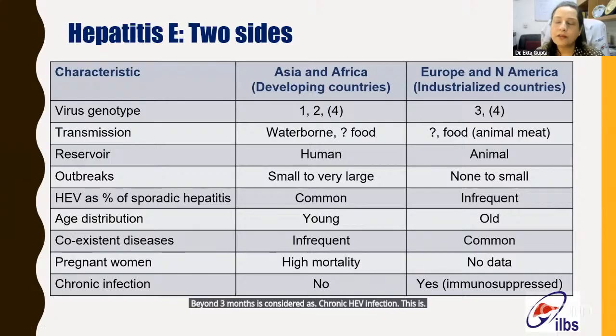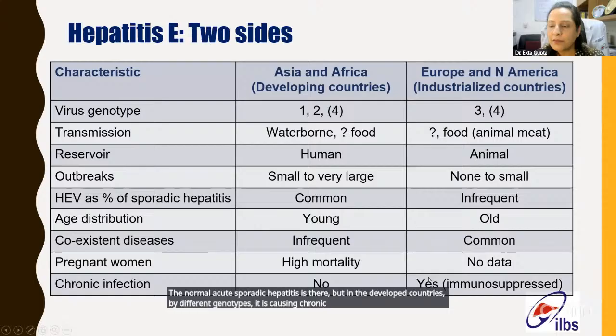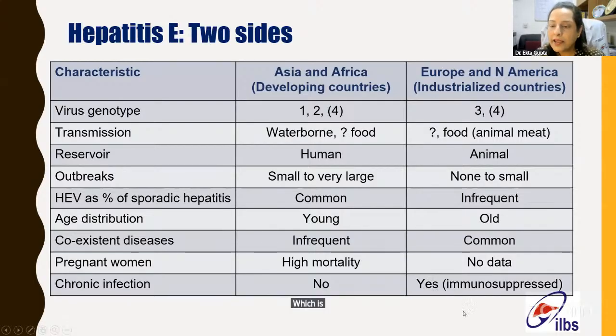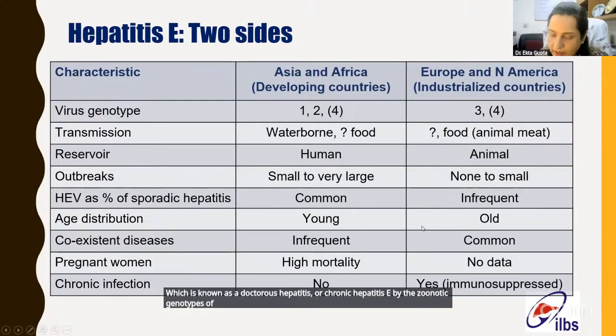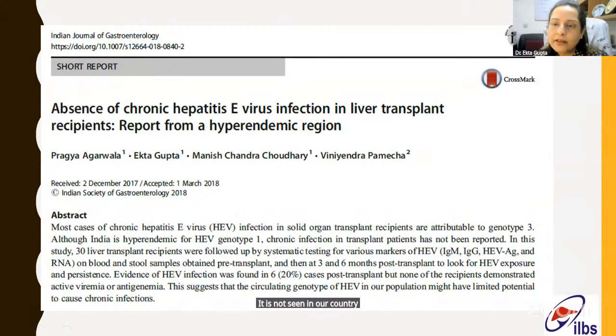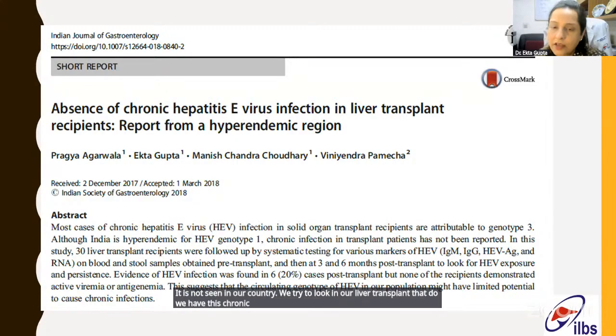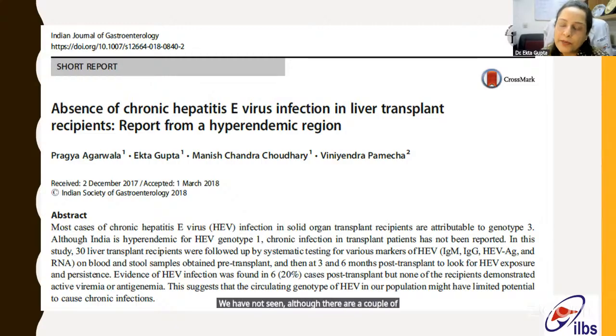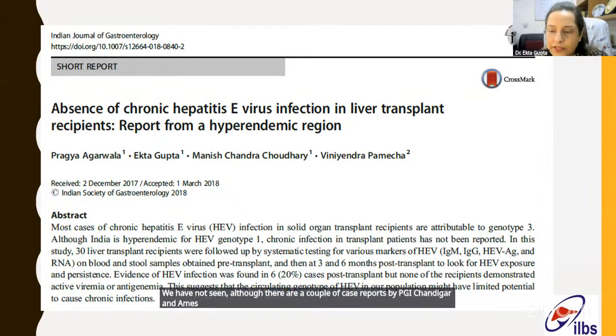This is the new thing in hepatitis E: in developing countries, the normal acute sporadic hepatitis is there, but in the developed countries, different genotypes are causing chronic infection, especially in the immune suppressed, which is known as autochthonous hepatitis or chronic hepatitis E by the zoonotic genotypes of the virus. It is not seen in our country. We try to look in liver transplant patients whether we have this chronic infection. We have not seen it, although there are a couple of case reports from PGI Chandigarh and AIIMS New Delhi, where they have seen chronic persistence of HEV beyond 3 months.